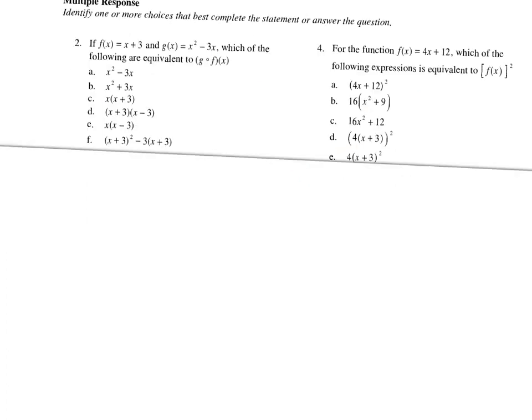All right, next up here we got number 2. So this is a composite function. Whenever they write it with that weird dot, it really means g of f of x. The other thing I notice here is it says which of the following are equivalent, so it doesn't necessarily need to be the final answer. It could be any of the steps along the way.